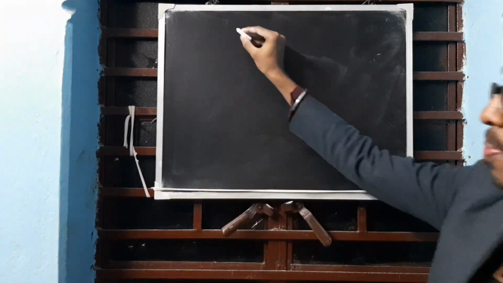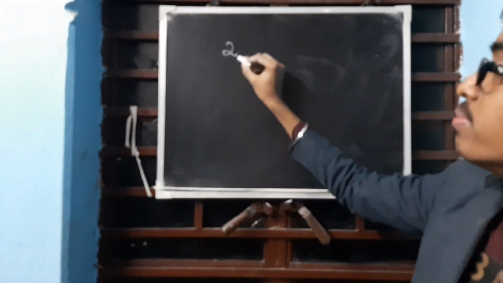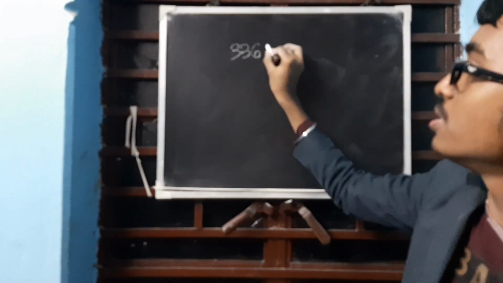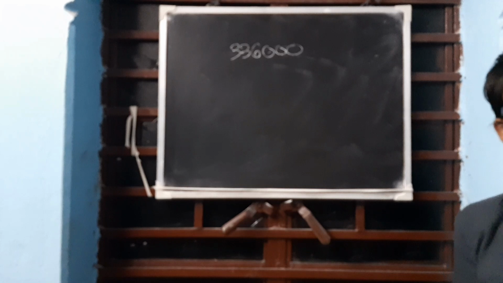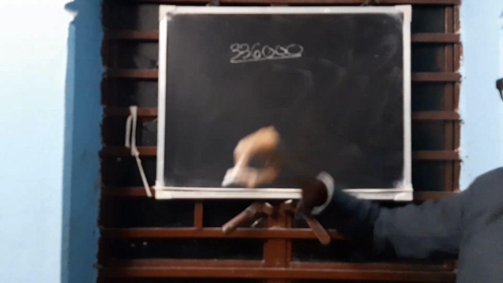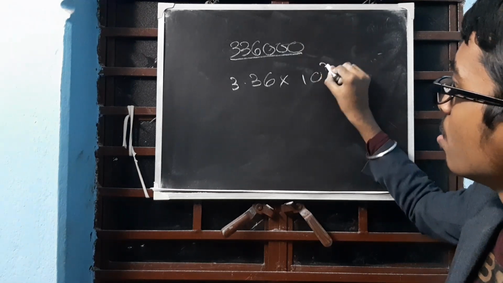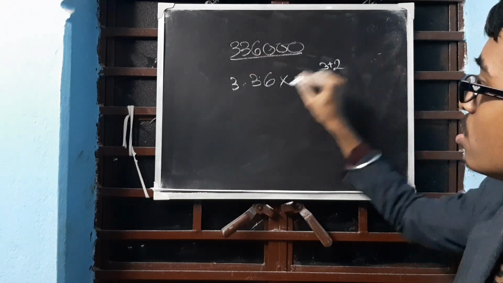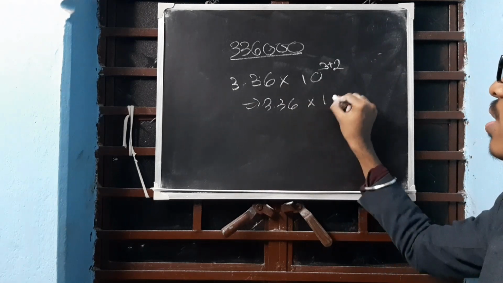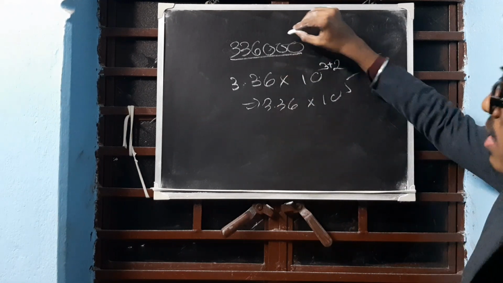Okay. Now we come to another topic, exponential notation. Suppose we have 3, 3, 6, 0, 0, 0. What is this? Specific latent heat of fusion of ice. Instead of writing so many zeros, we can write it as 3.36 into 10 to the power 5. You multiply it, you will get 3 zeros behind; 2 zeros will be due to the decimal point. So instead of writing this, we are writing this.